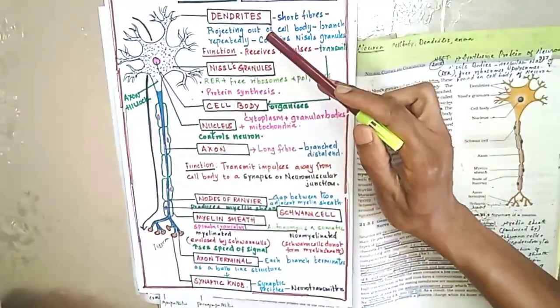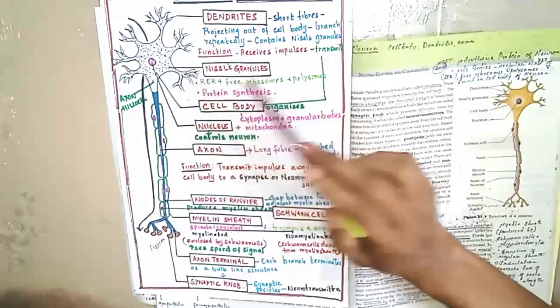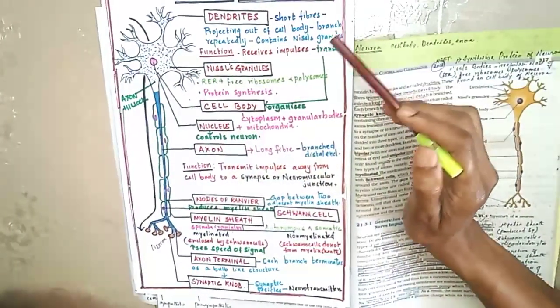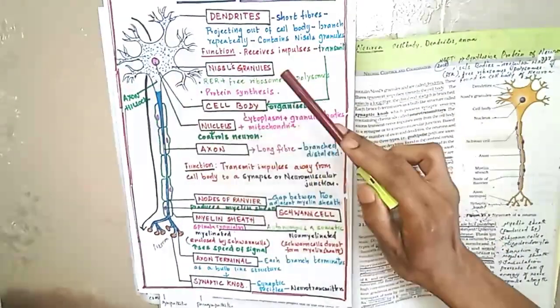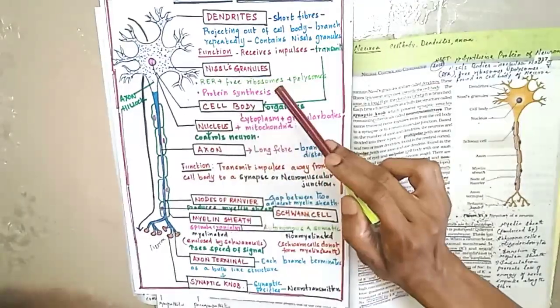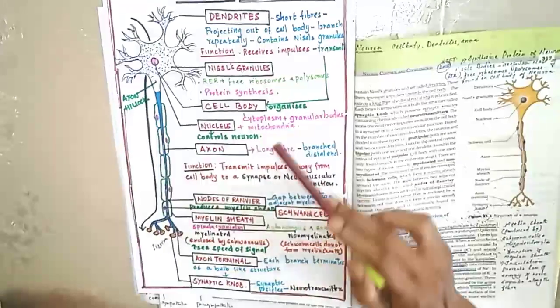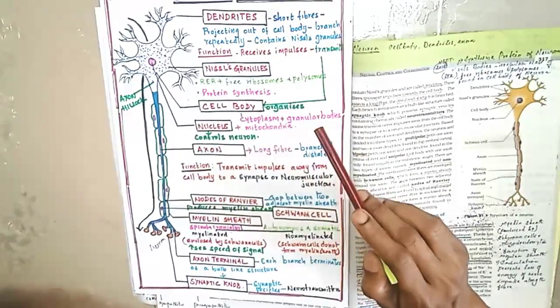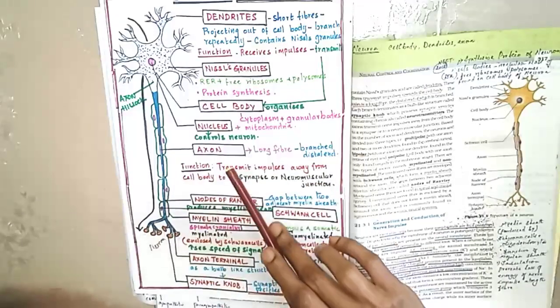From the beginning, we will revise. Dendrites are short fibers, repeatedly branching, projecting out of the cell. They contain Nissl's granules, receive impulses, and transmit them to the cell body. Next you have Nissl's granules. They are aggregates, that is groups, of rough endoplasmic reticulum, free ribosomes and polysomes. Their function is to perform protein synthesis. The cell body contains cytoplasm, Nissl's granules, mitochondria and nucleus. The nucleus controls the entire neuron.